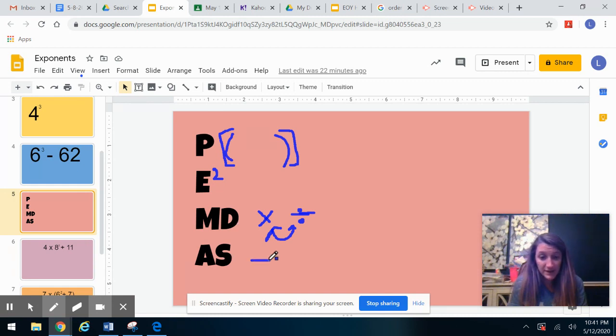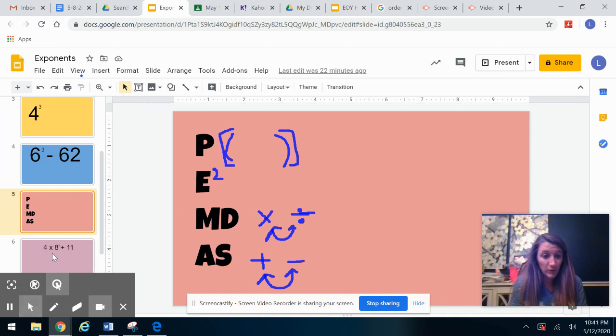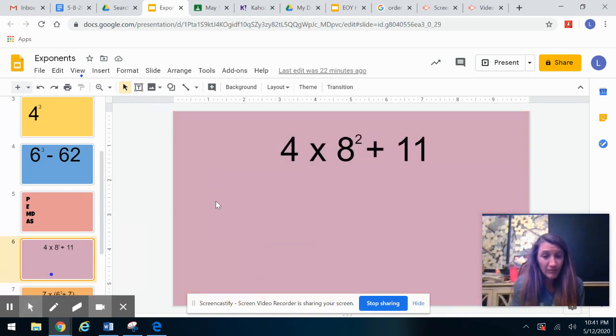And then the last one is addition or subtraction. And remember, those can also be flipped. So if subtraction comes before addition, then we need to do subtraction before addition. So now we're going to do a couple problems where we apply that. So first thing, do I have any parentheses? No. Next thing, I go to my E.